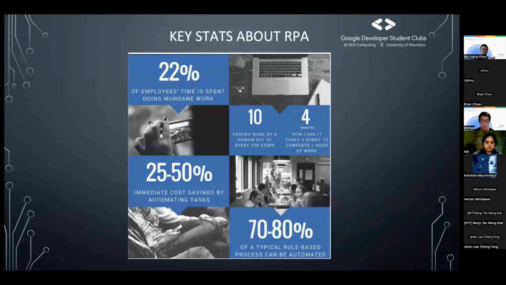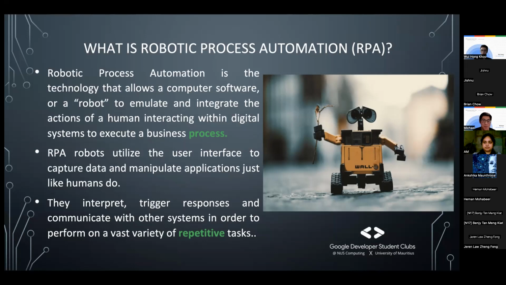We realized that every department has a set of processes that requires repetitive tasks and certain processes that require reflective thinking or decision making. So what do I mean by a robot? It's a software-based application that tries to mimic the way humans work on a computer by collecting information from, let's say, one application and inputting it into another application, just like a human being. So RPA robots utilize the user interface to capture data and manipulate applications just like human beings.